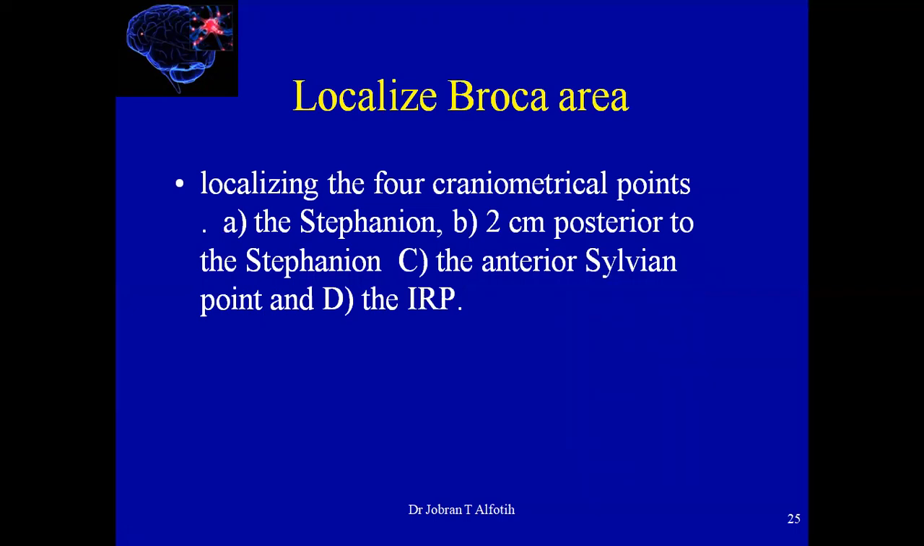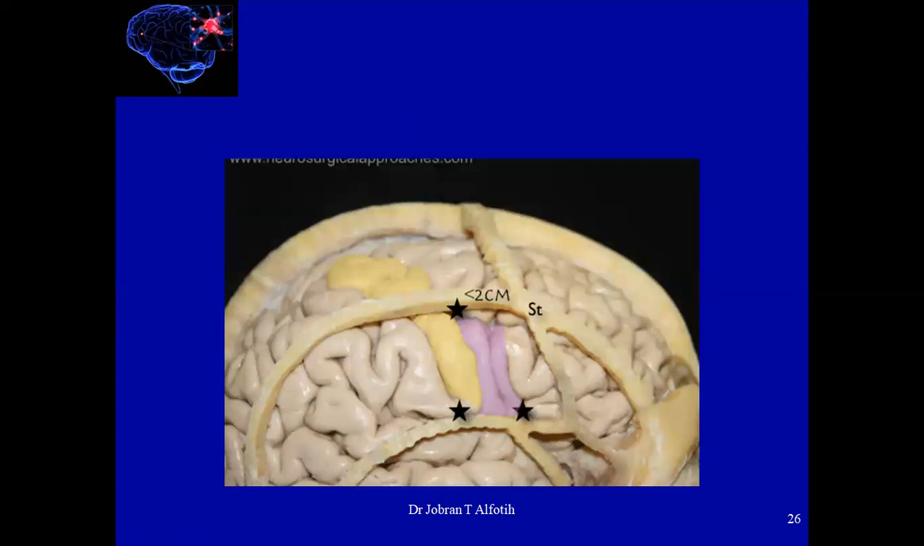How to localize the Broca area? The Broca area can be localized at 4 craniometrical points. Firstly, we have the Stephanion, and 2 centimeters behind it is another point, then the anterior sylvian point, and lastly the IRP. So here is the Stephanion, behind it the meeting point of IFS and precentral sulcus, another point called the anterior sylvian point, and also the IRP. In this area is the location of the Broca.